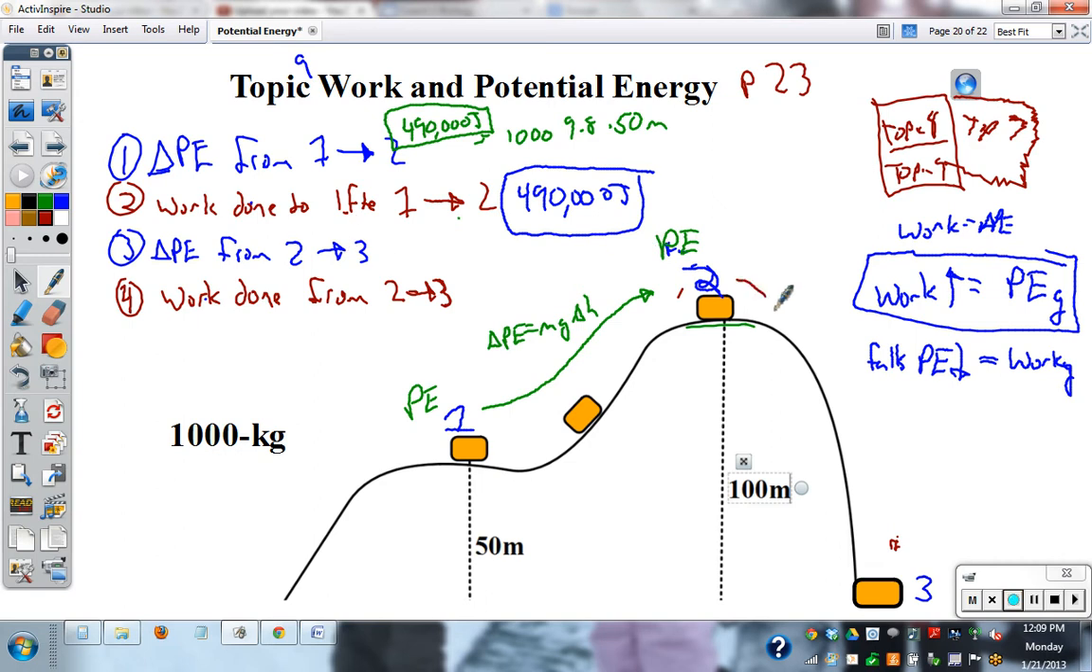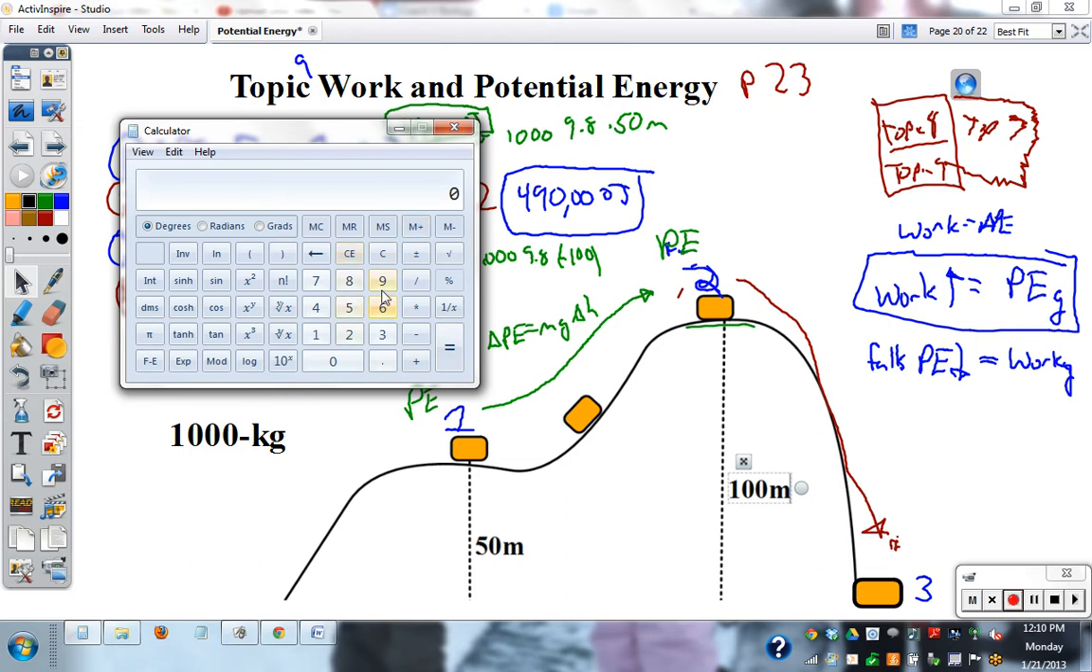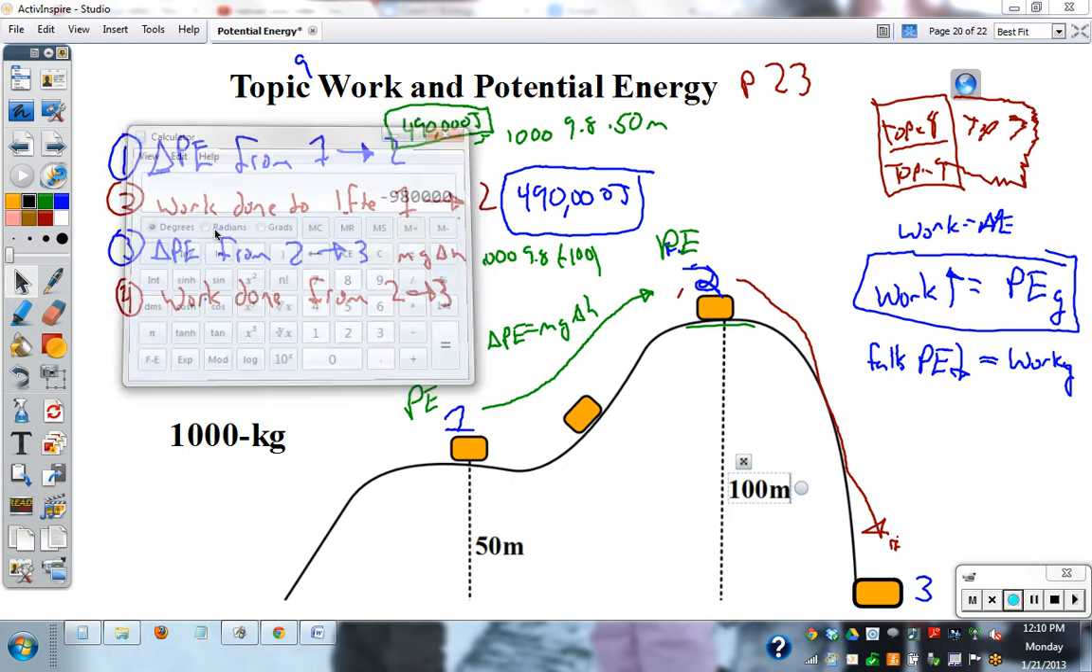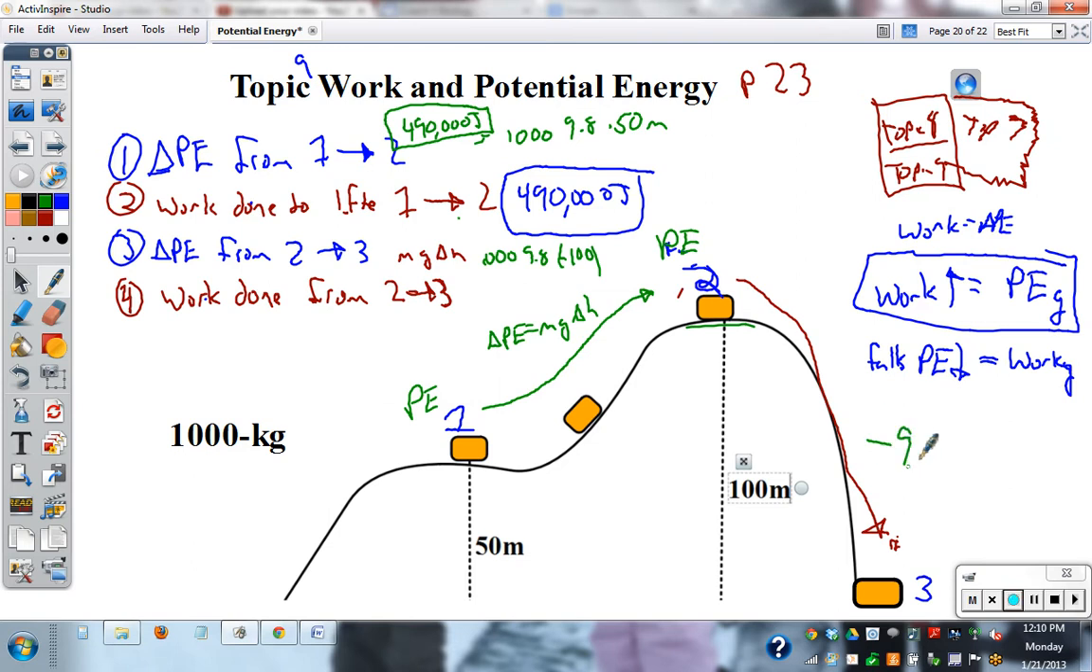Same thing, let's find the change in potential energy from 2 all the way down here to spot 3. It's mass times gravity times change in height. 1,000 times 9.8 times negative 100 because it's falling down. And that one is, let's clear it. 1,000 times 9.8 times 100, and we'll make that a negative. Negative 980,000 joules. So as it's falling, it's losing 980,000 joules of potential energy, because it's losing height, losing height, losing height.